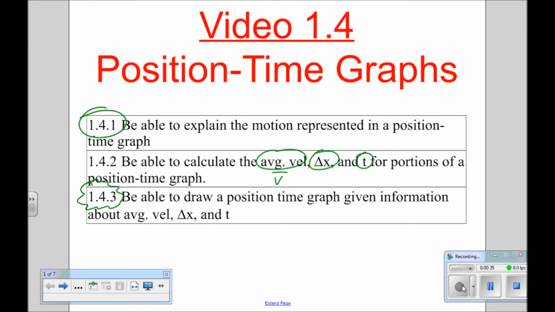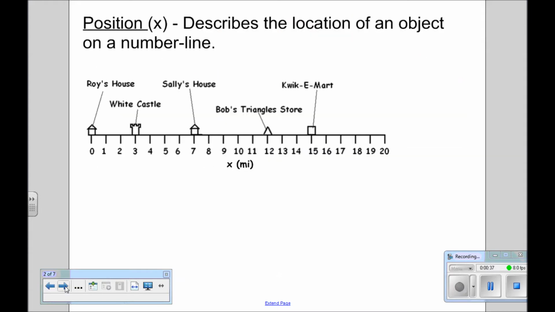Okay? So before we do anything, we really need to make sure you guys have a good understanding of what position is. So remember, position describes the location of an object on a number line. Okay? So for example, if Roy is at his house, then we're going to say that Roy's position is 0 miles. If Roy is over here at the Quickie Mart, then we're going to say that his position is 15 miles. Okay? So it's just where you're at on a number line.